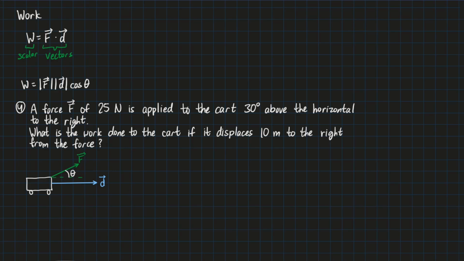However, in this case, we're just given the magnitude of the force and the magnitude of the displacement, and we're given the angle between them. So we can just directly plug them into the second equation. Work equals the magnitude of the force times the magnitude of the displacement times the cosine of theta. So the work being done to the cart is 216.5 newton meters, and a newton meter is equal to the unit joule. So we can say that work equals 216.5 joules.